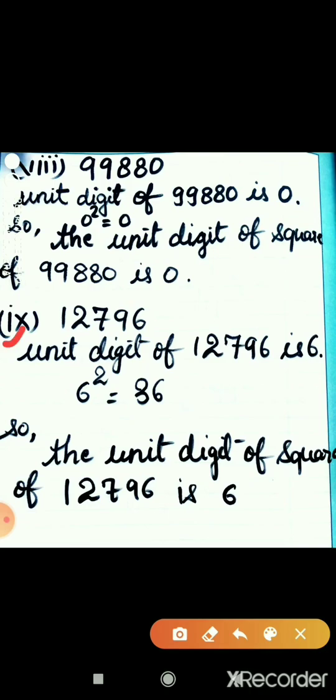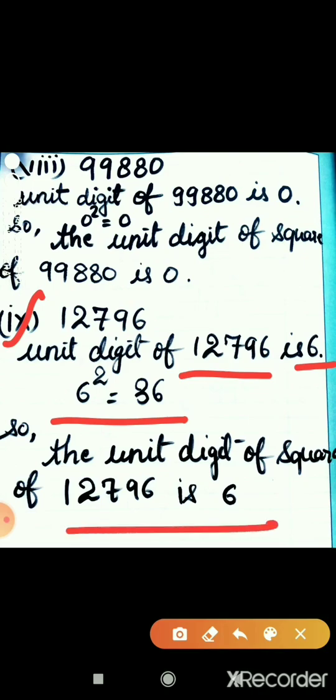Next part, ninth part, 12796. Unit digit of 12796 is 6. Square of 6 is equal to 36. So the unit digit of square of 12796 is 6.